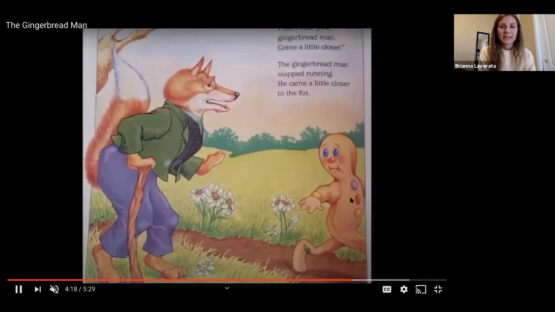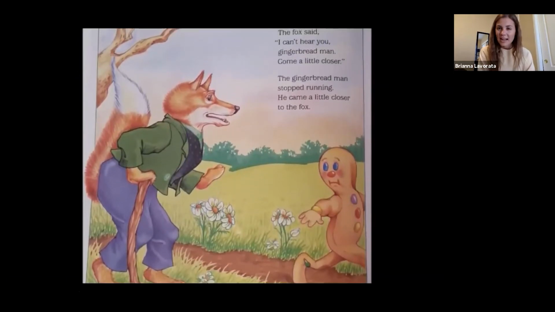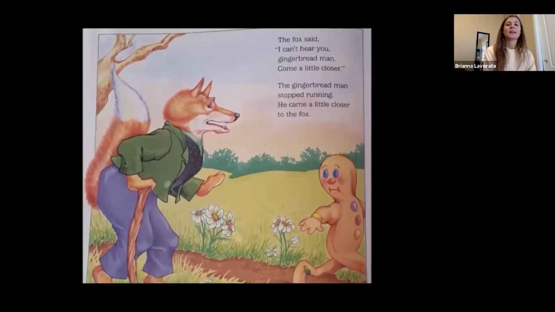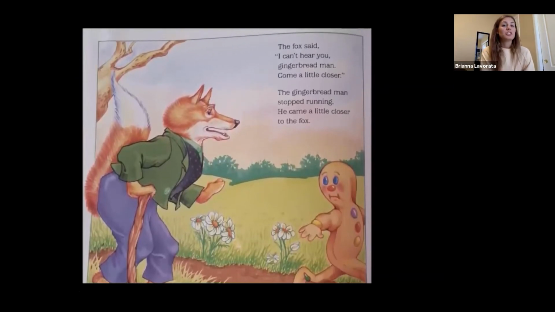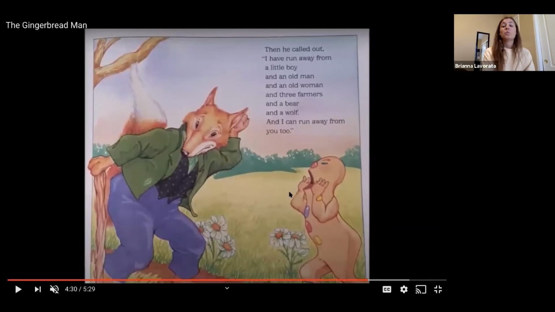Let's see what he says. "I can't," the fox said, "I can't hear you, gingerbread man. Come a little closer." The gingerbread man stopped running. Then he called out, "I've run away from a little boy, an old man, an old woman, 3 farmers, a bear, and a wolf, and I can run away from you too."